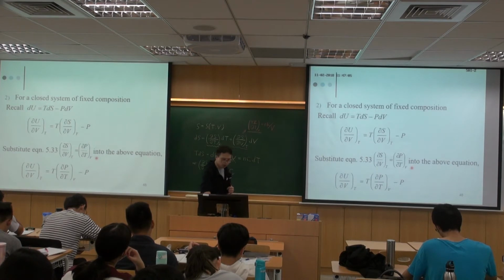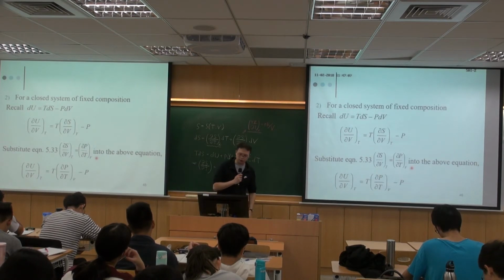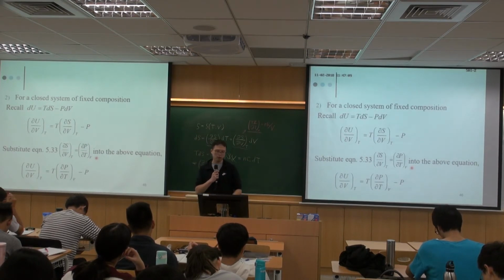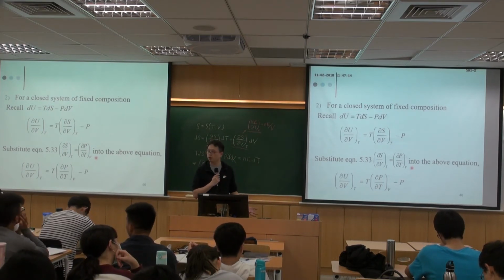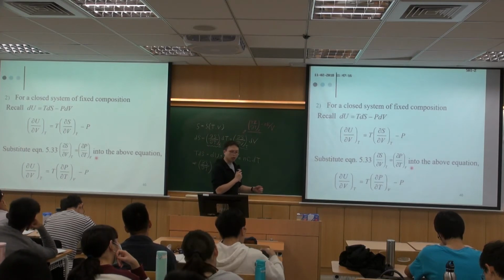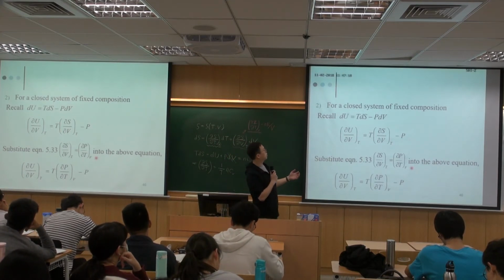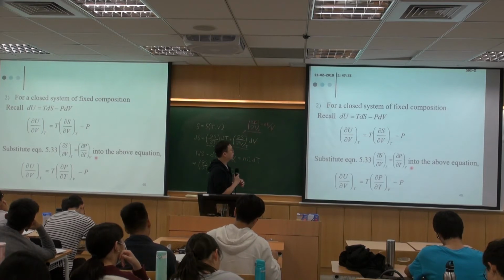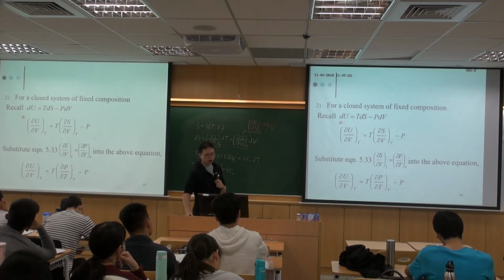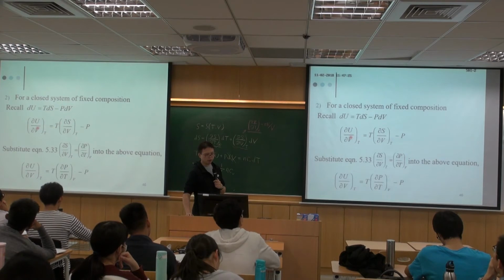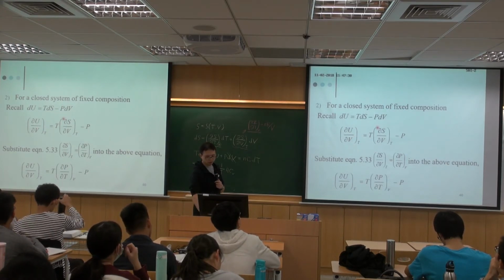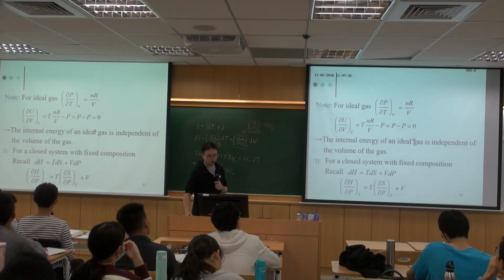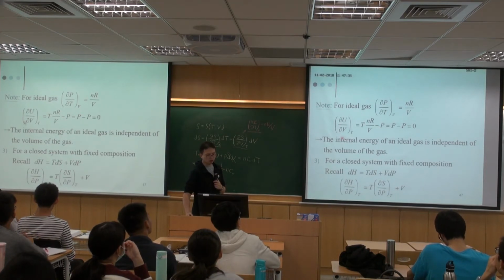Okay. So let us look at another example. For a closed system, again for fixed composition, so we don't have to worry about chemical work, we know that dU is TdS minus PdV. So let us look at partial U, partial V. The reason we want to look at this is because of the conclusion: we want to prove that partial U, partial V at a fixed temperature is 0.